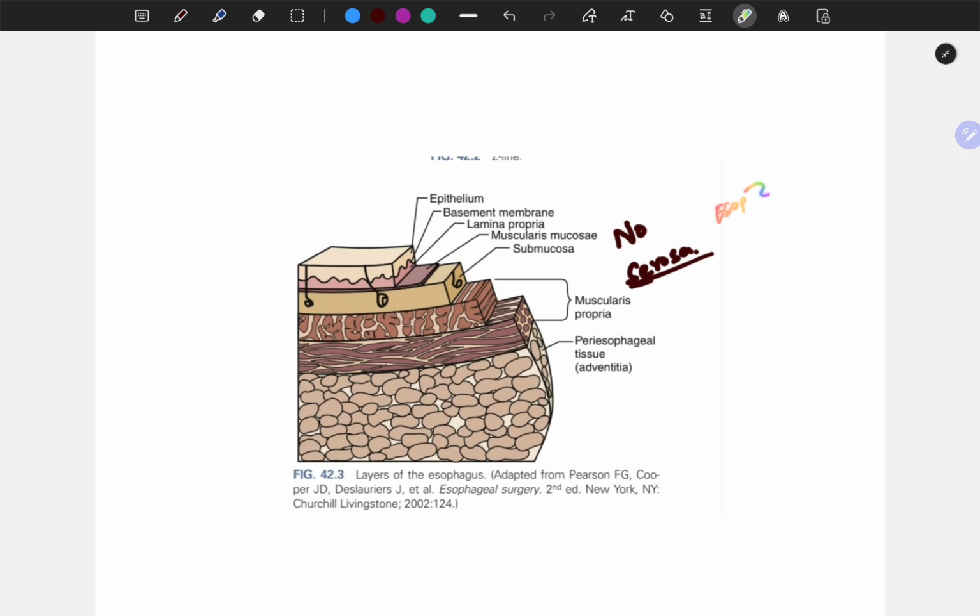the esophageal epithelial lining is squamous, and at the level of the gastroesophageal junction there is a transition from the squamous epithelium to the columnar epithelium. This transition, the squamo-columnar junction, is known as the Z-line.